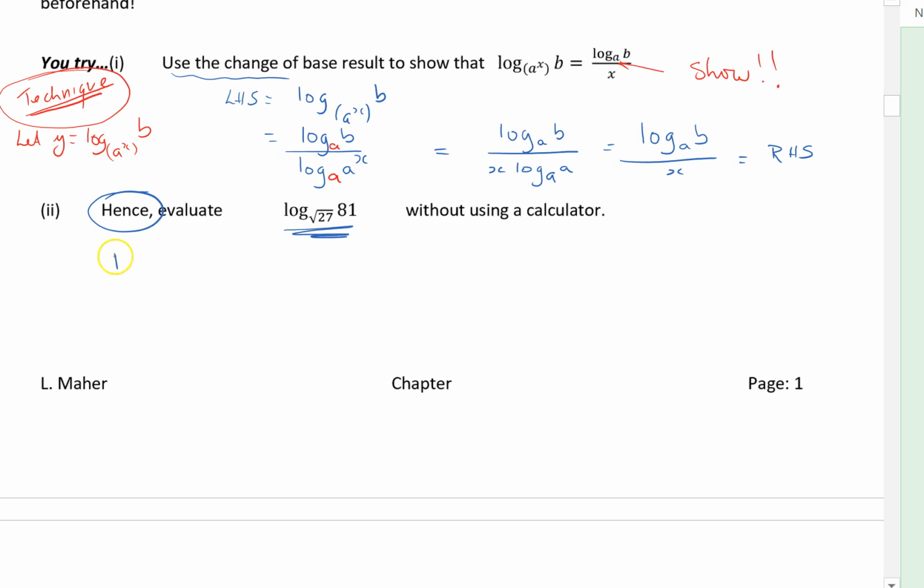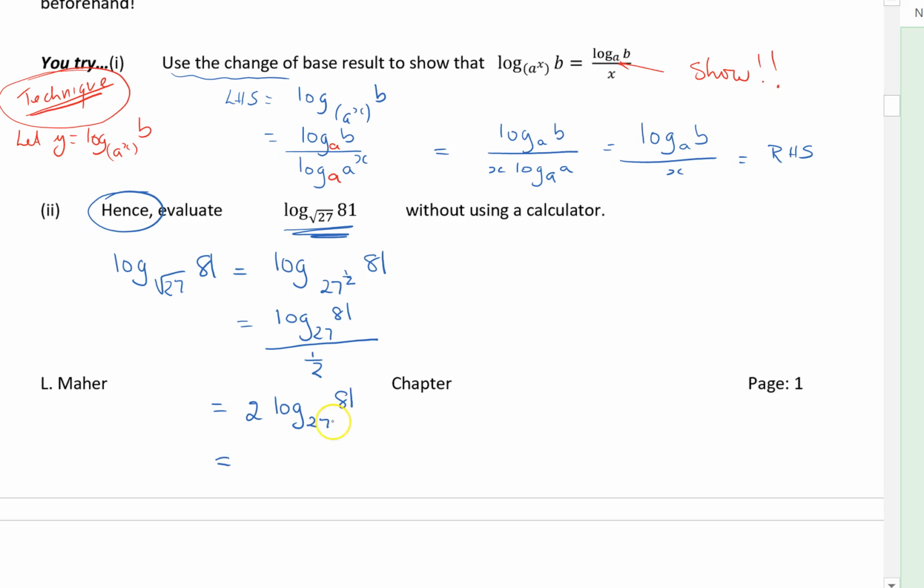So we know that log base root 27 of 81 would be equal to the log of 27 to the half of 81. Now, according to this rule, we know that that is equal to the log to base 27 of 81 over a half. And we know that when you divide by a half, same as multiplying by 2, so we've got 2 log to base 27 of 81. There's a few different ways we can do this.